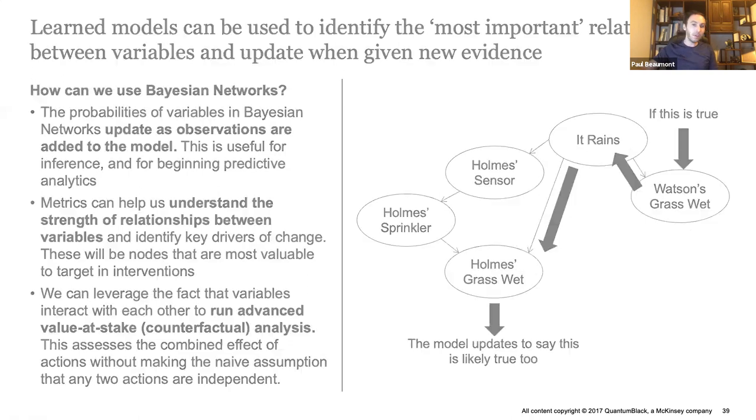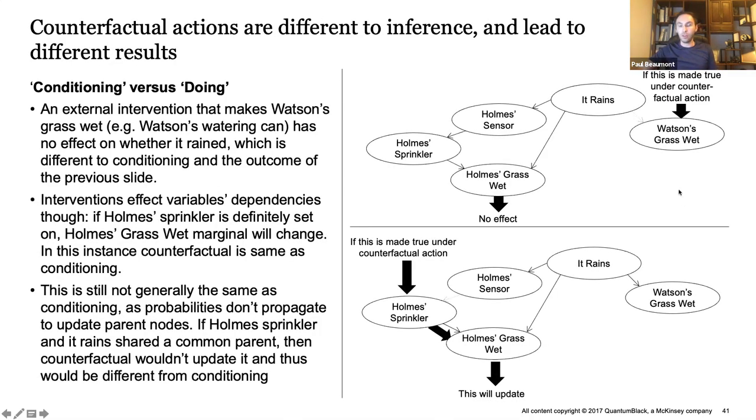Let me show you a different example now. Let's imagine that we go along with a watering can and we actually make Watson's grass wet. We've not observed it; we've actively changed something. What happens in the Bayesian network, which doesn't happen in any other kind of machine learning model, is that we actually change the graph. Because we've done this, we're not able to propagate that information back up. It tells us absolutely nothing about whether it was raining or not. We could have watered the grass when it was dry or when it was raining. This is very different, but it's very powerful as well, because Bayesian networks are basically the only type of model that does this.